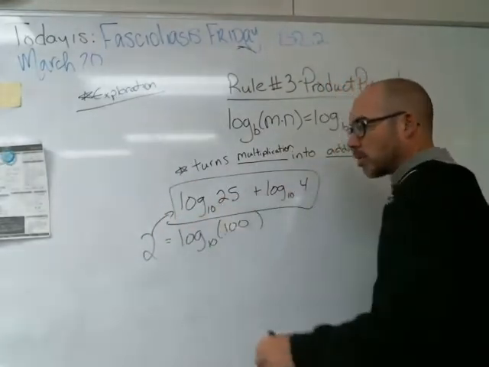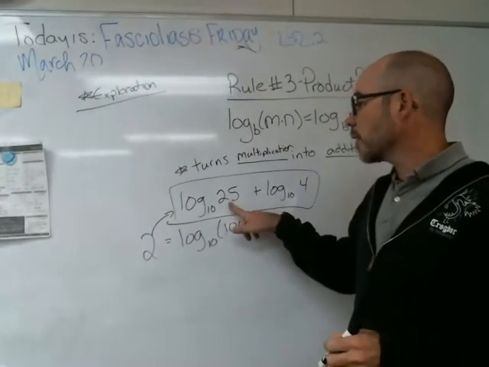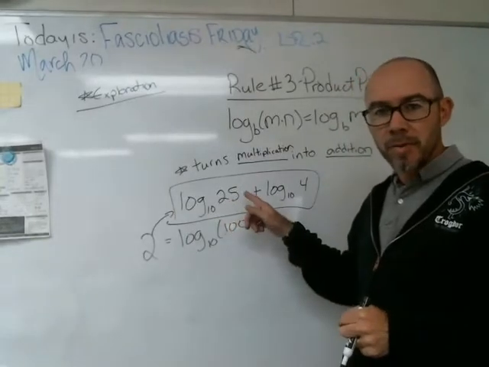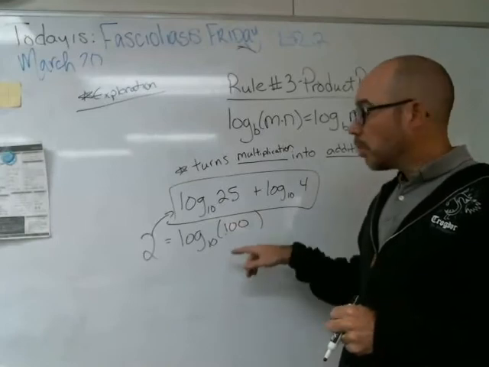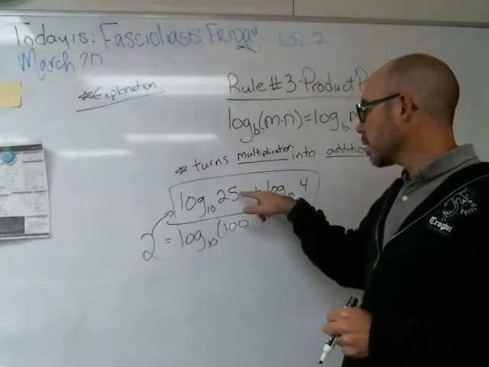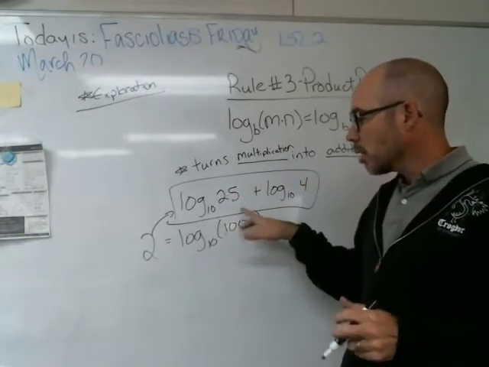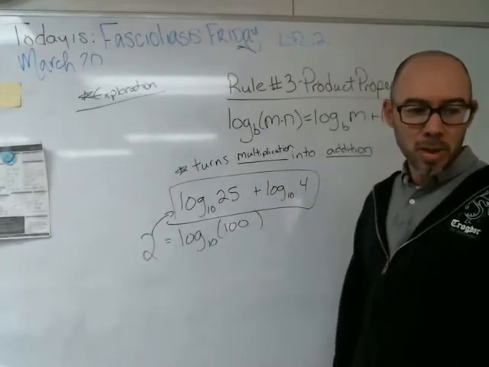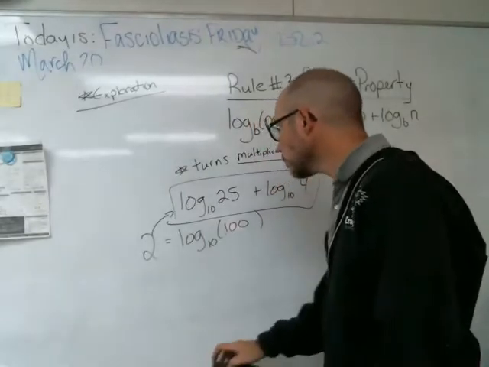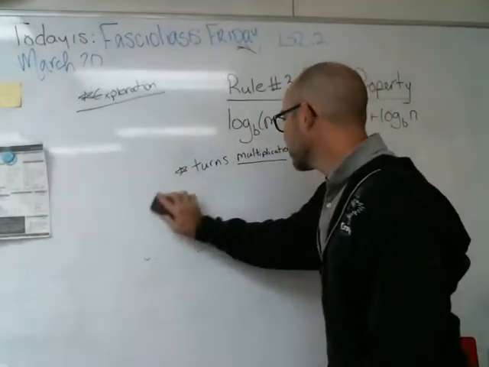I couldn't get to it directly because I don't have a way of expressing 25 as a power of 10 very cleanly, or 4 as a power of 10 very cleanly. But if I use this rule, 25 times 4 is 100, I can squish it together into one problem and it gets really, really simple. Let me show you another one.